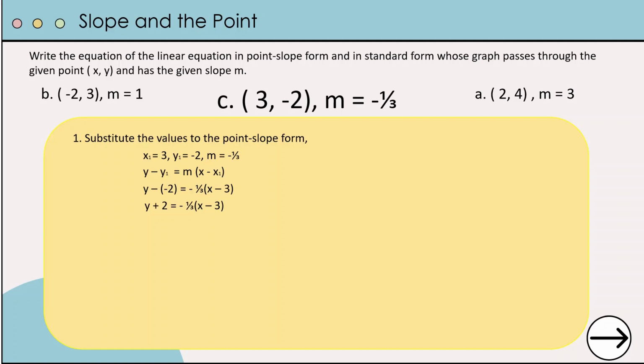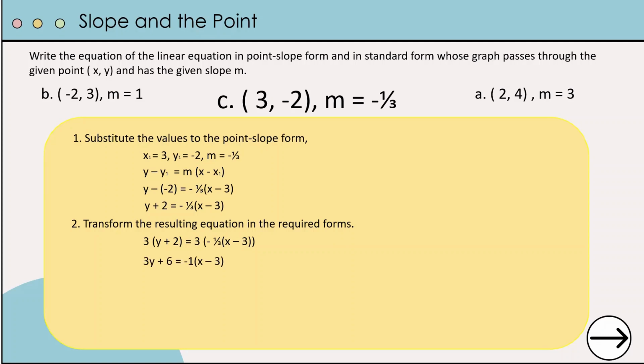Our second step is to transform the resulting equation in the required forms. As you can notice, the given slope is a fraction. In order to remove that, we multiply both sides of the equation by the denominator, which is equal to 3. Thus, we get 3 times the quantity y plus 2 is equal to 3 times negative 1/3 times the quantity x minus 3. We simplify the left side of the equation. We distribute 3, so it becomes 3y plus 6. On the right side, we cancel 3, so it will be just negative 1 times the quantity x minus 3.